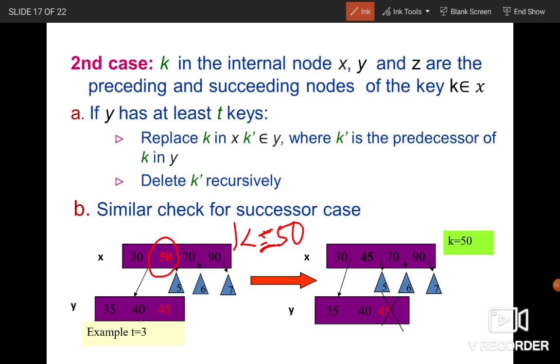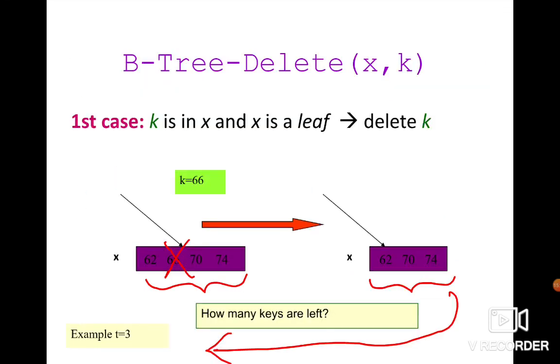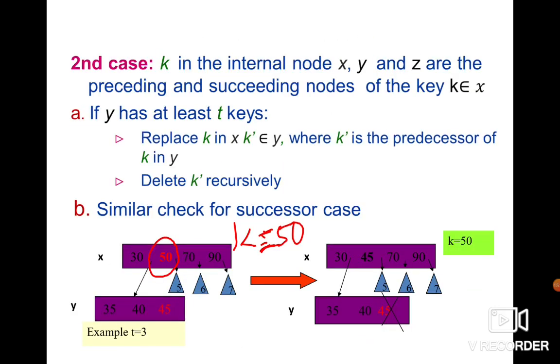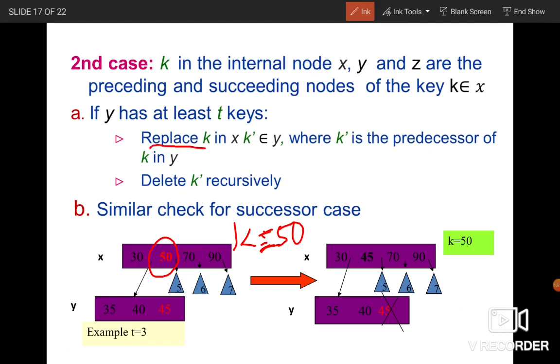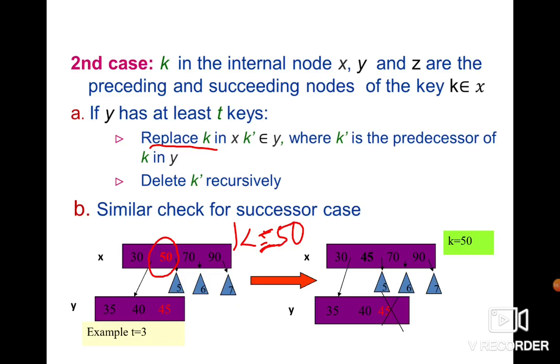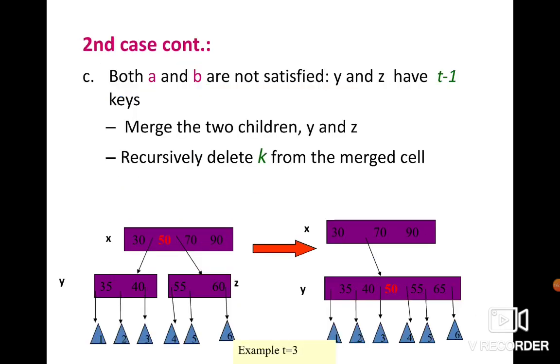K in x is replaced by the predecessor of k in y, that is 45. So 50 is replaced by 45 after deletion. So that's all. Similarly, you can do the same type of deletion with the successor node also.